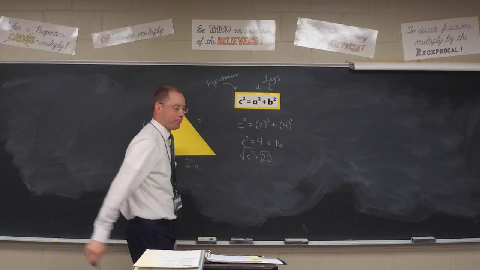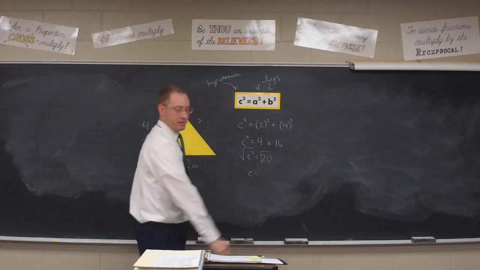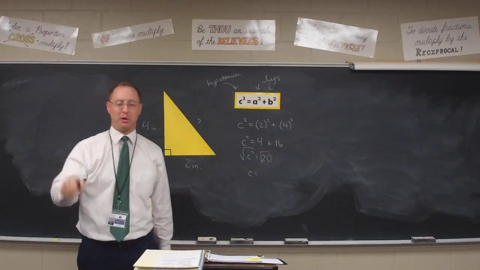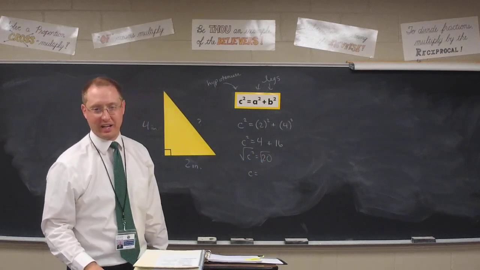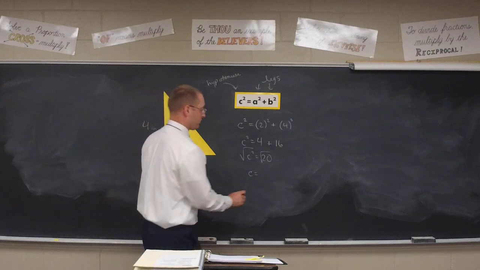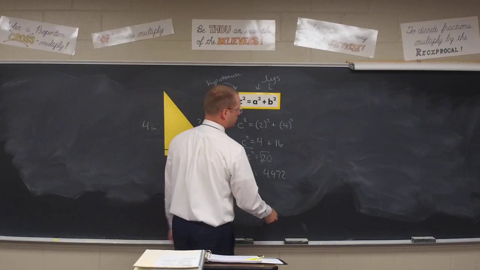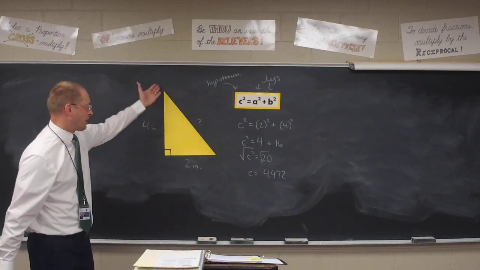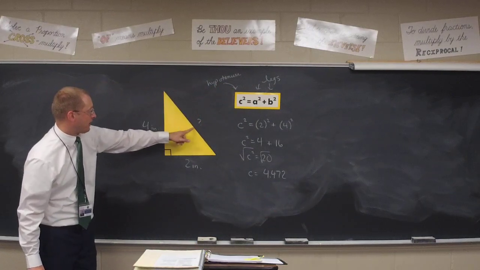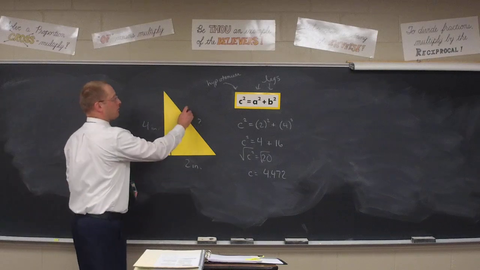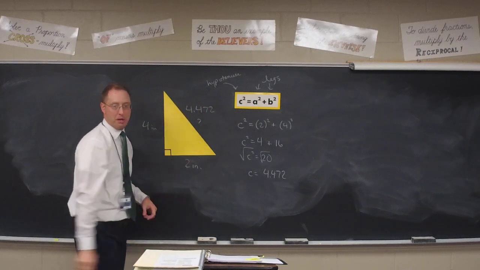Now there's just one problem. I don't know what the square root of 20 is. That's why I have a little paper. What is the square root of 20, class? About 4.472. So that's the length of this line. Notice it's a little bit bigger than the 4.